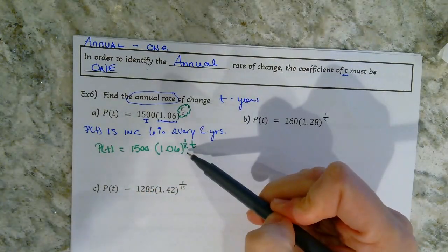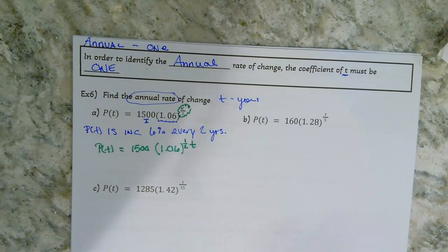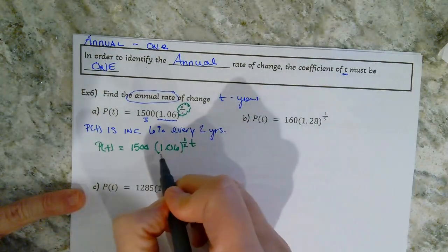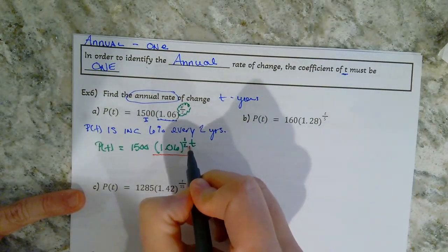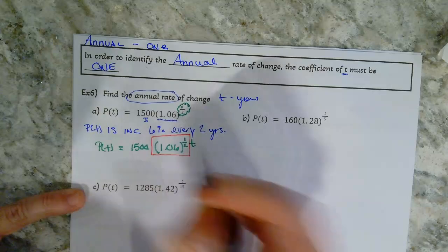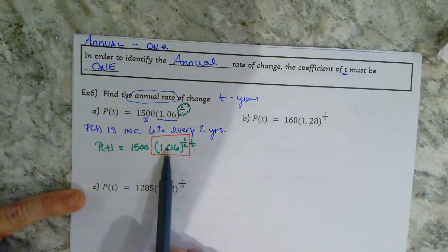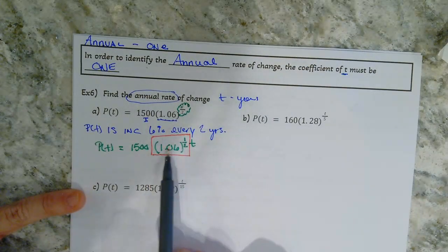Dividing by 2 is the same as multiplying by a half. Okay, so now I'm going to box this in. I want you to do the same. We need to figure this number out. Order of operations, parenthesis, exponent.